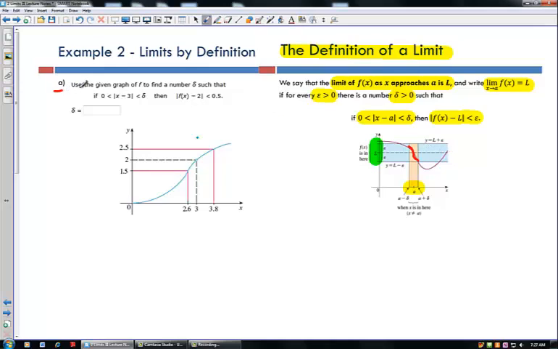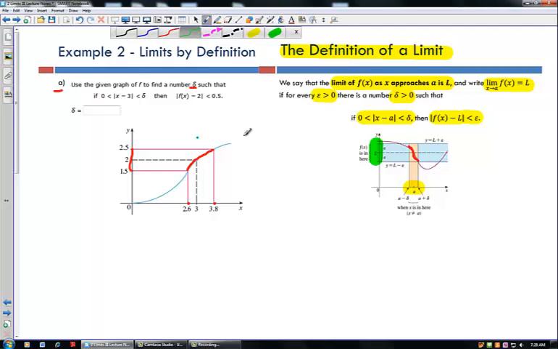So here's an example over here. It says use a given graph of f to find a number delta such that if the distance away from 3 is less than delta, then the distance away from 2 is less than 0.5. Over here they gave you this region, 2 plus 0.5 and 2 minus 0.5, and they found the corresponding inputs. If you have 1.5, this input is 2.6. If you have the output of 2.5, this input is 3.8. We want to find a delta so that we always wind up within this part of the graph.